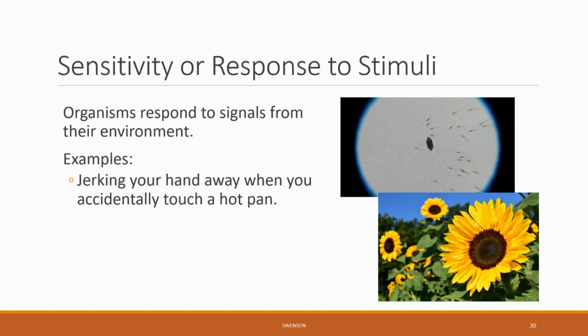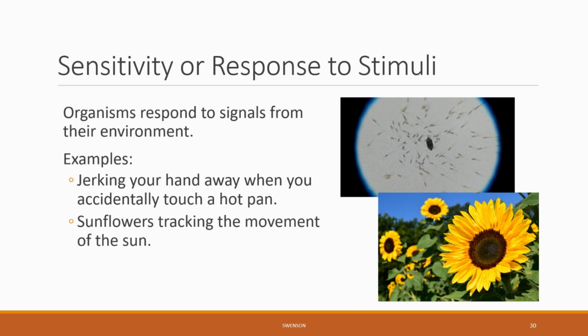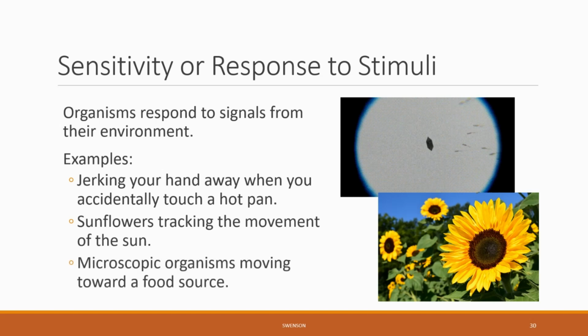The first item on the list was sensitivity or response to stimuli. Organisms must be able to respond to signals from their environment. Examples listed here are jerking your hand away from a hot pan, or sunflowers tracking the movement of the sun. This is called phototrophy. Or microscopic organisms moving towards a food source. This is called chemotrophy.